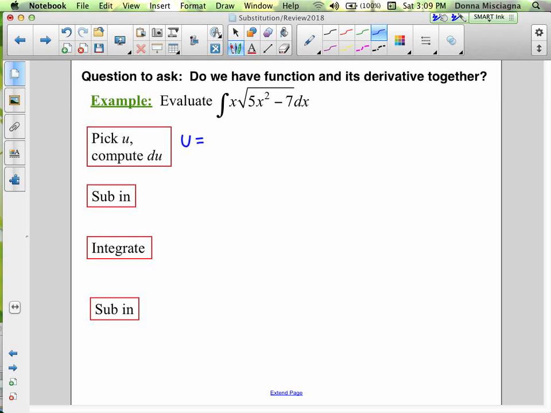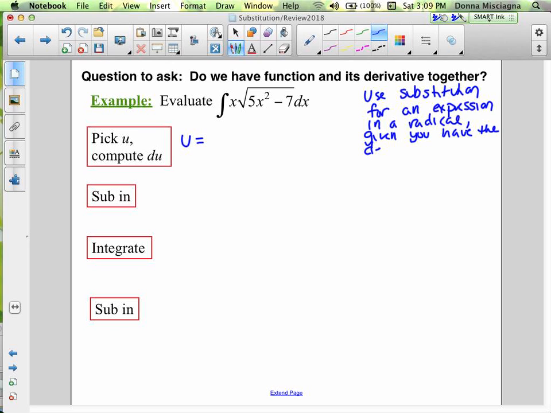We also use substitution for an expression in a radical, given you have the derivative of the expression in the radical.